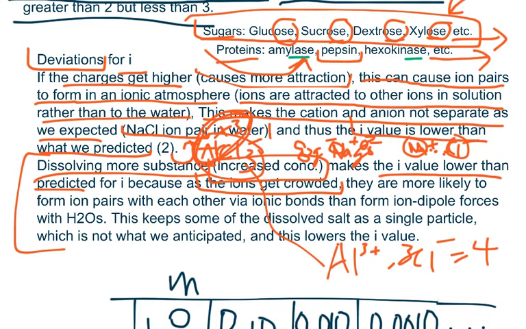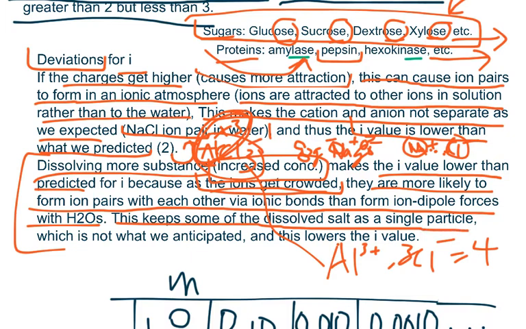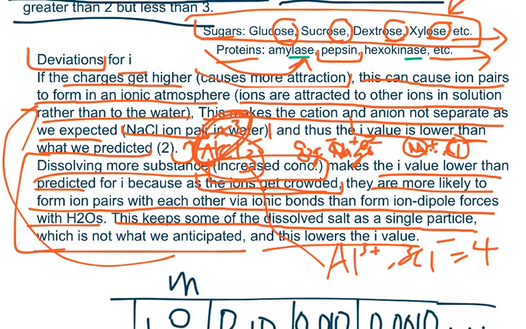But for things with an i value higher than 1, things can start to change really fast. So for these things, the ions can get crowded, and because of that, they are more likely to form ion pairs with each other via ionic bonds, rather than form ion-dipole forces with water molecules. This keeps some of the dissolved salt as a single particle, which is not what we anticipated, just like over here, and this actually lowers the i value as well.